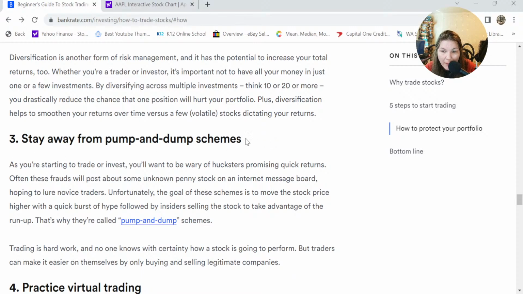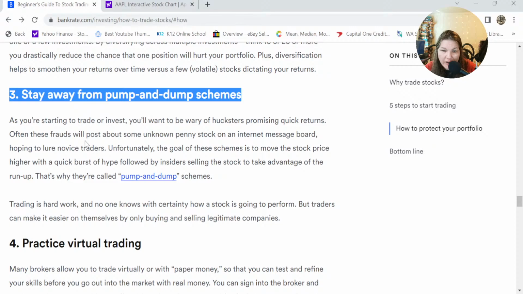So stay away from pump and dump schemes. As you're starting to trade or invest, you'll want to be wary of hucksters promising quick returns. Often these frauds will post about some unknown penny stock on an internet message board hoping to lure in new people. So like Reddit, guys, please don't listen to all the Reddit people. You have to learn for yourself. Do not just take advice. Learn, guys.